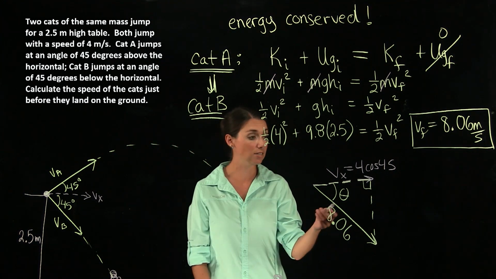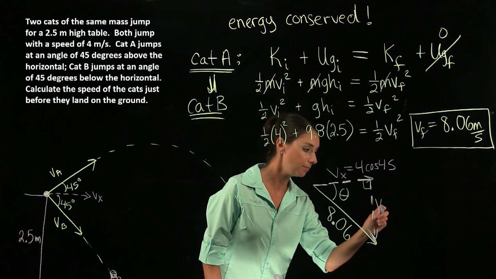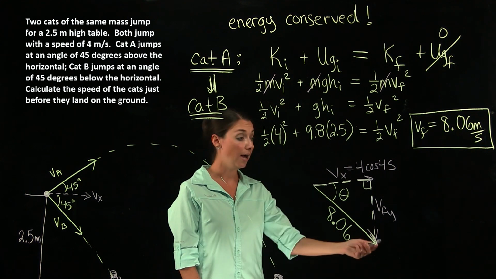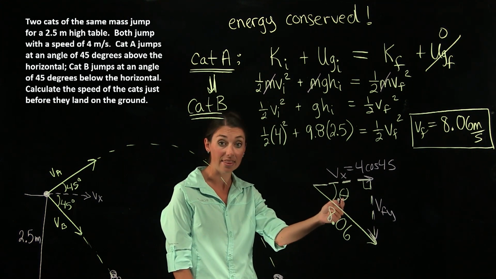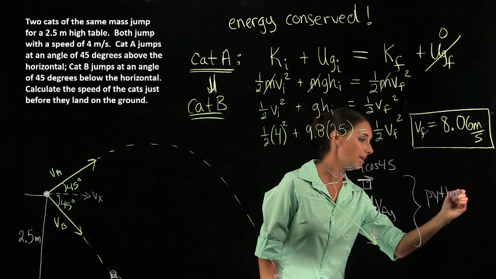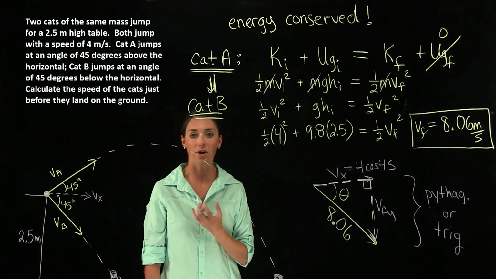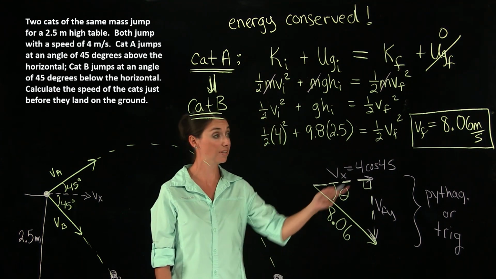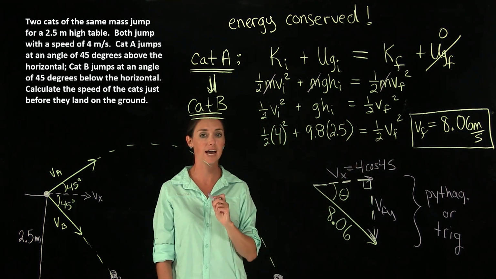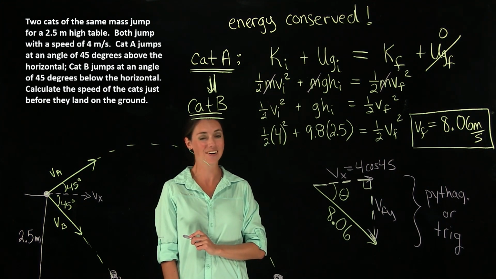So at this point, you can report this in component form if you wanted to get the final y velocity. You could use a little bit of trigonometry to get theta. So essentially at this point, you're either using your Pythagorean theorem or you can use trig, and either one of those would eventually report the actual velocity of the cat versus just the speed. And that is energy conservation. On to the next video.